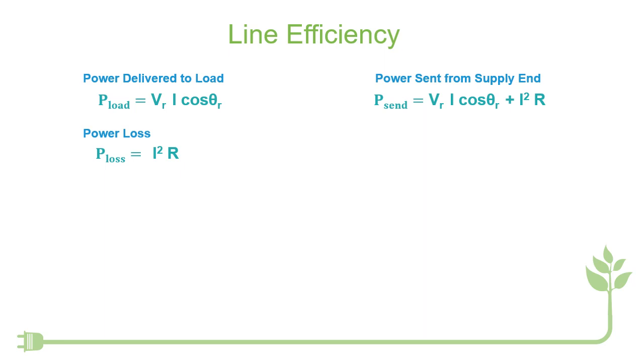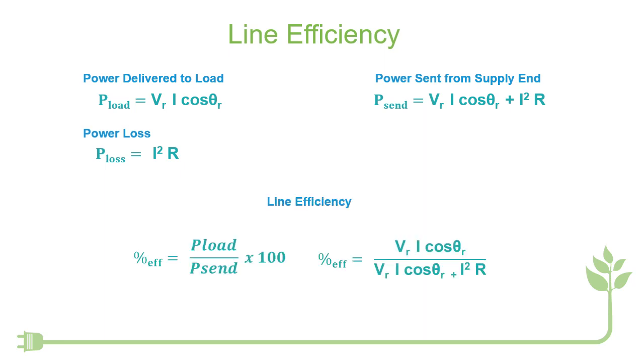Therefore, we can say that the line efficiency formula is: percent efficiency is equal to P load over P send times 100, or percent efficiency is equal to VR I cosine theta R all over VR I cosine theta R plus I squared multiplied by R. That will be all for the lecture on short transmission line. In the next slide, we will have sample problems in order for us to retain what we have discussed today.